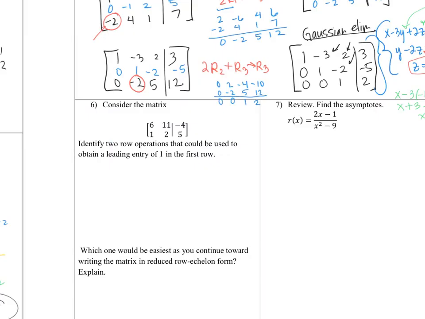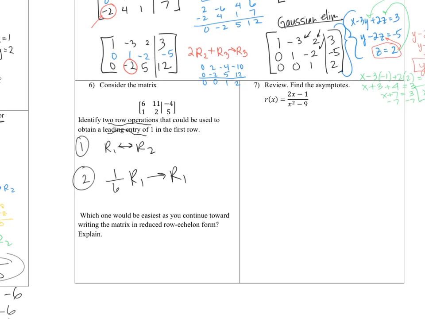All right, so looking at number 6, it wants us to consider this matrix. 6, 11, -4, 1, 2, 5. Okay, so we want to identify 2 row operations that could be used to obtain a leading entry of 1 in the first row. So one thing that we could do is just interchange row 1 and row 2. Another thing that we could do is just divide the first row by 6. So if we take 1/6 of row 1 to make the first row, that would work.